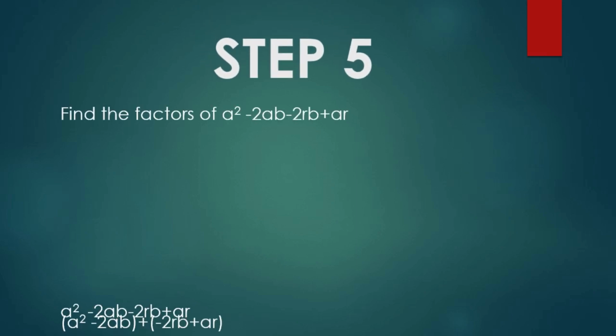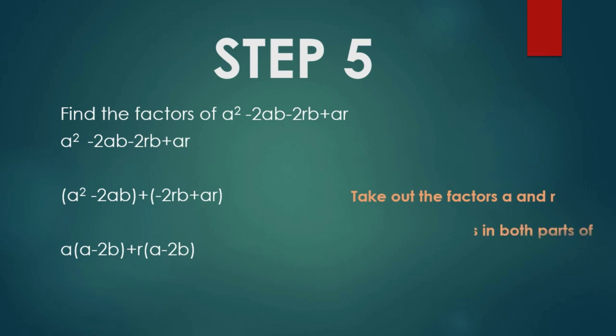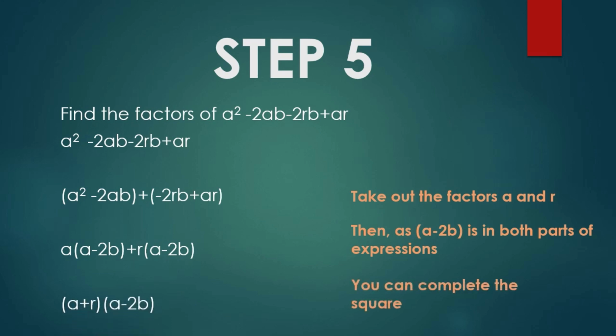Here, step 5 will show you another one, how to factorize using a square. You have to take out the factors of a and r. Then, as you can see, we can complete the square as a plus r close bracket, a subtract 2b close bracket. As you can see before, inside the brackets above, both terms have a negative sign. That's where we can continue.